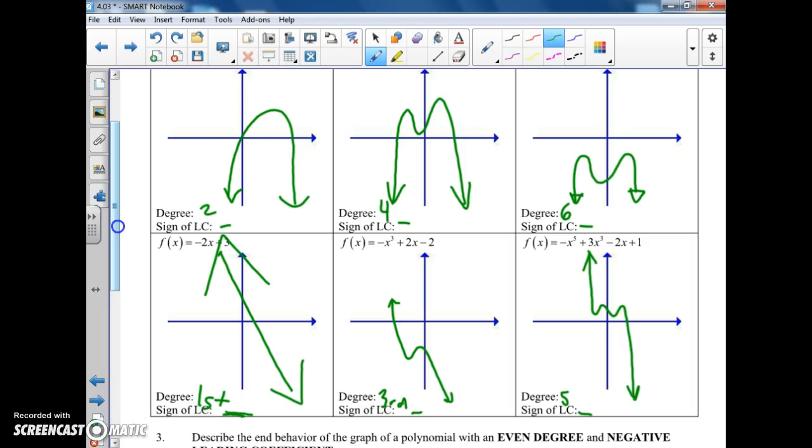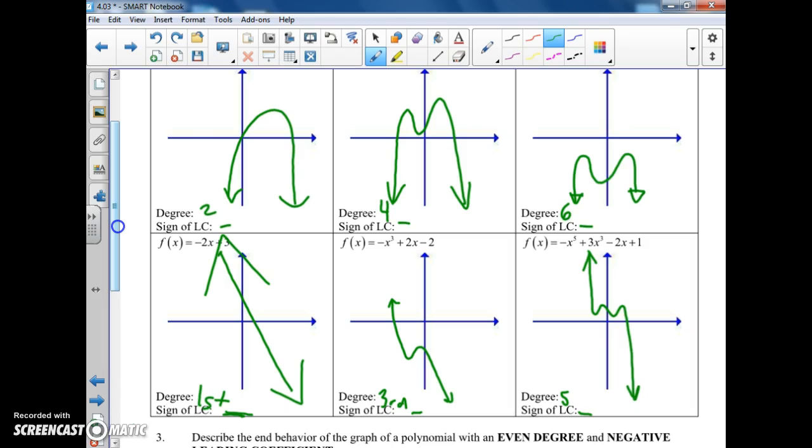Now look at the second set on the bottom. Here, they're odd, right? So are they going in opposite directions? And the answer is yes, they go in opposite directions. Now, let me ask you this question while you guys are watching this. If one is odd and one is positive, they go in opposite directions. How would you know if it's like this or like this? What tells you which way it should be?